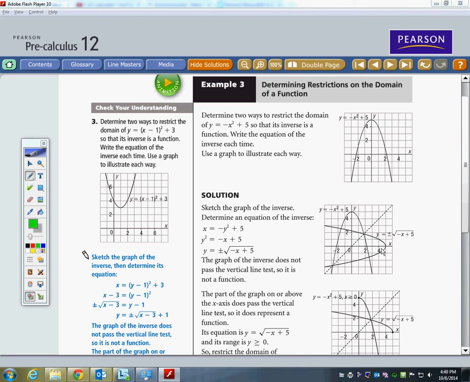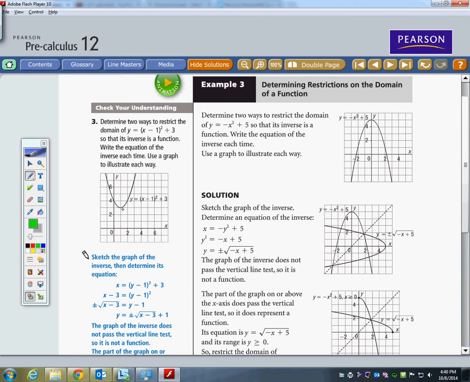Let's take a look at the solution for the check your understanding. It says determine two ways to restrict the domain so that its inverse is a function. Write the equation of the inverse each time. Use a graph to illustrate each way. So first of all, they mathematically switch the x and the y so that they have this function.